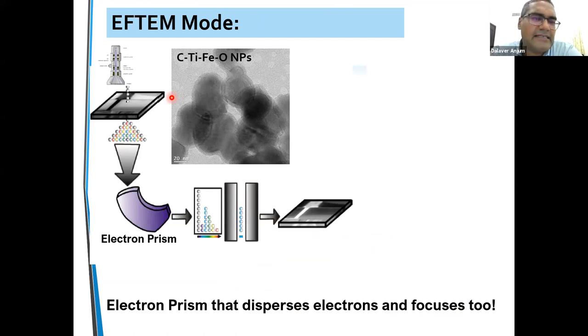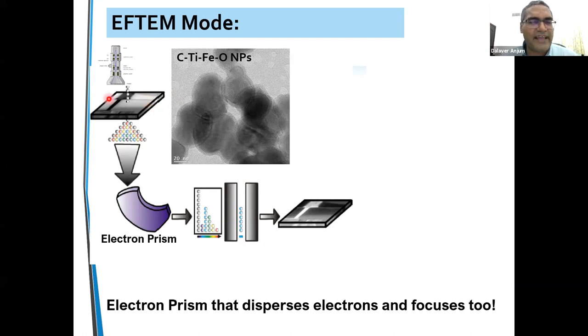Interestingly enough, I said, without talking too much about it, what electron energy loss spectroscopy actually is. It is nothing but an electron prism. And what's the challenge here? The challenge is, as I was telling you on the slide, the electron beam passes through the sample, giving us a variety of signals.